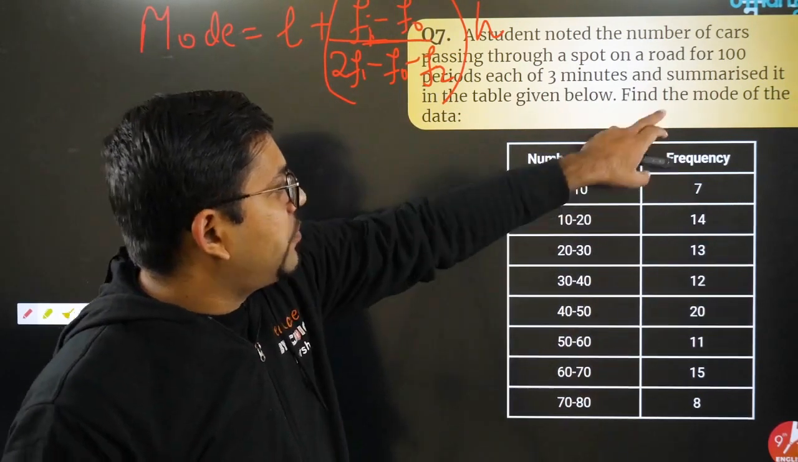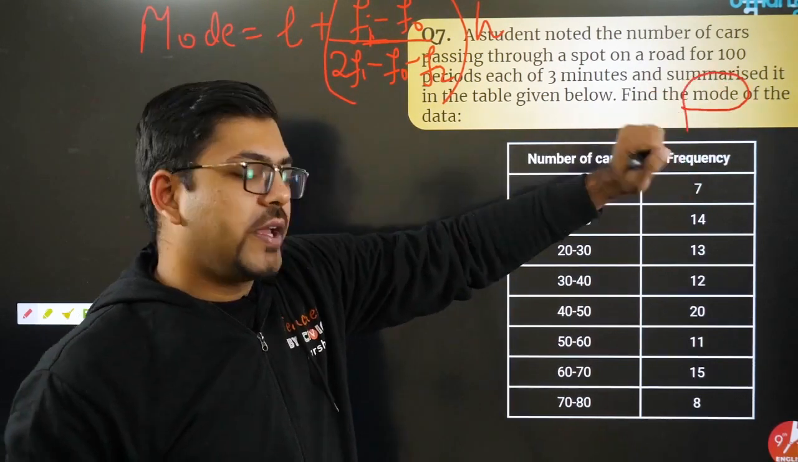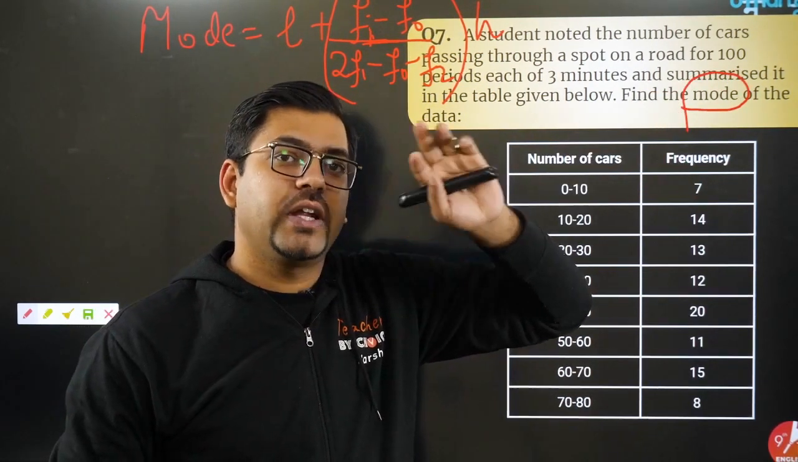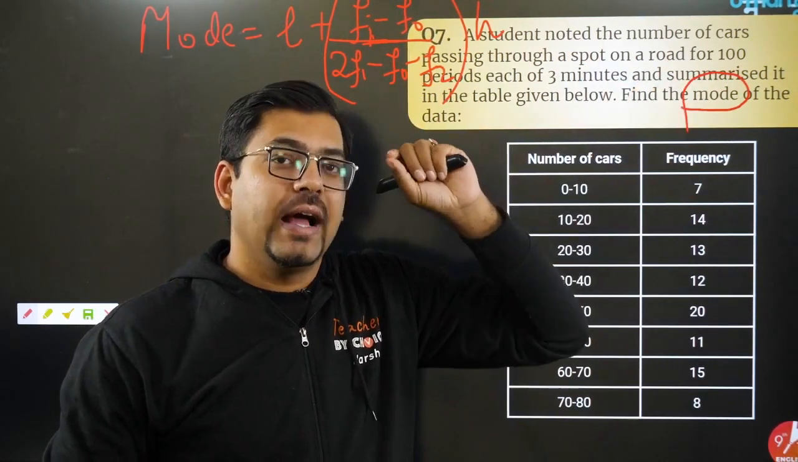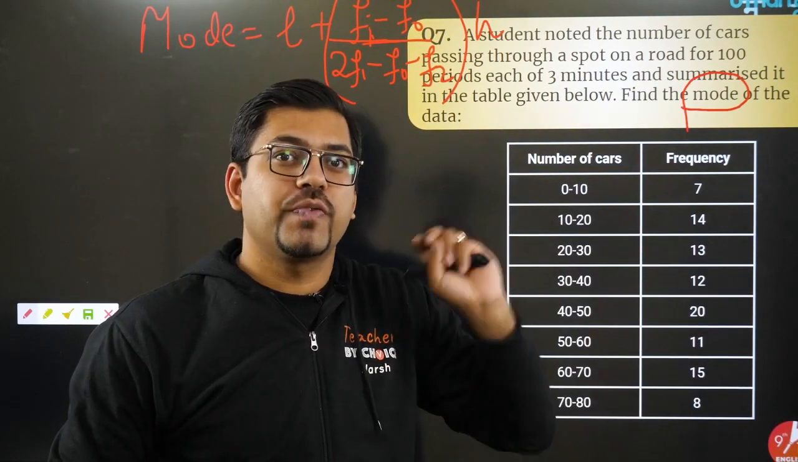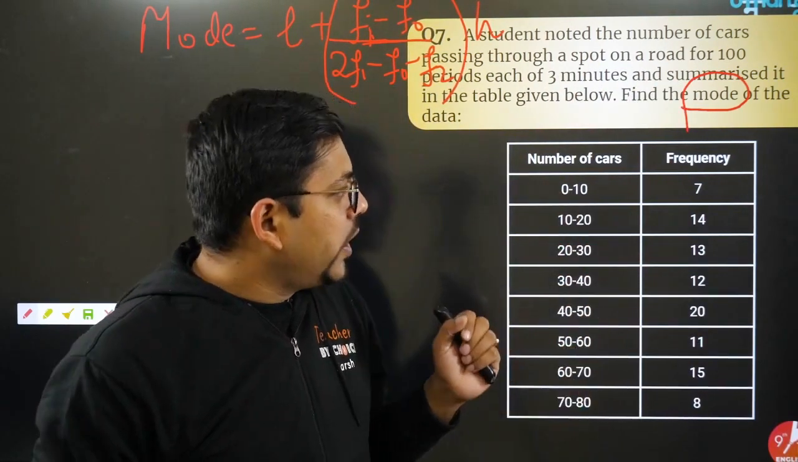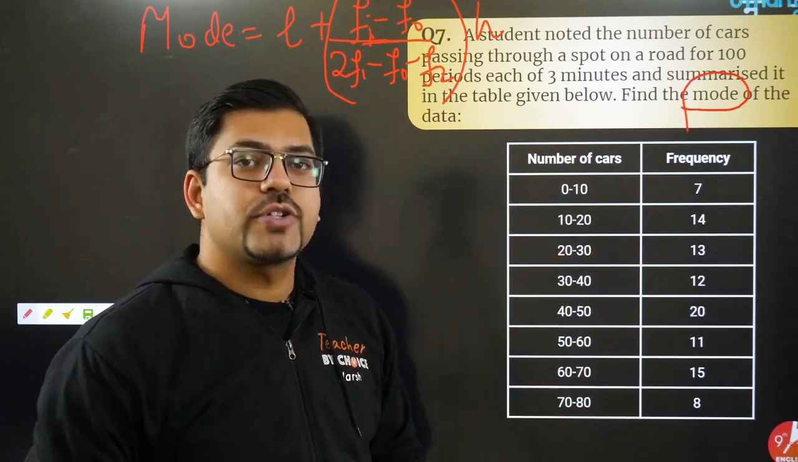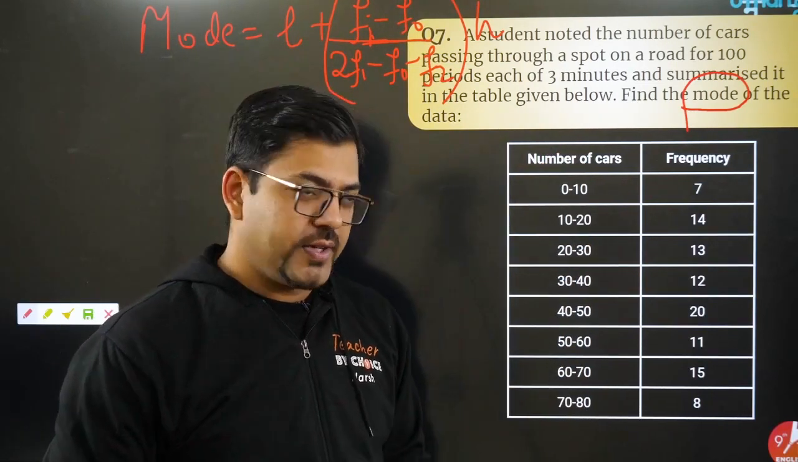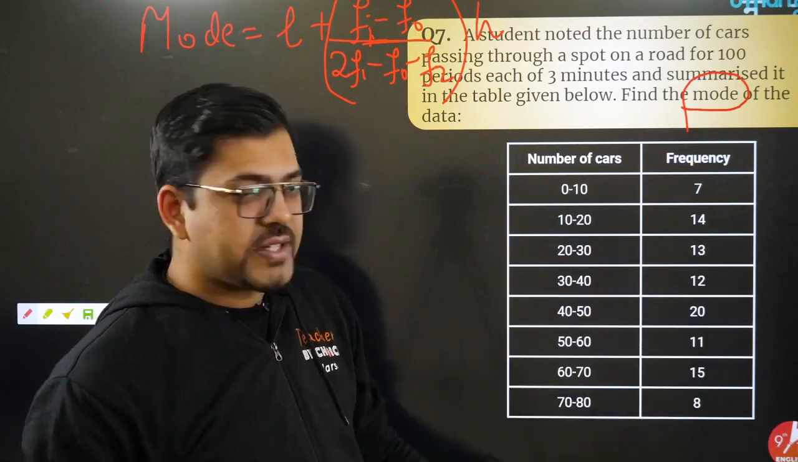First of all, understand what mode is. Mode is always called the highest frequency data, or the most frequently occurring data. So here, whenever you have a grouped data, first of all, you should find the highest frequency in this data. So this is your frequency, which is the highest number.